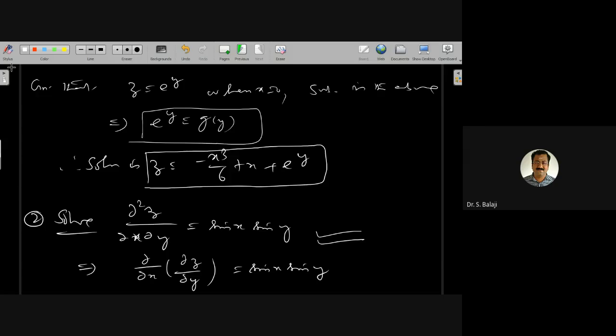When you integrate with respect to x first here partially, this will vanish. You can get dou z by dou y equal to, integration of sin x means minus cos x sin y, plus partially with respect to x you can get g of y.